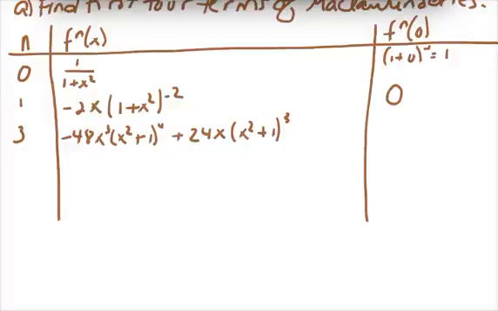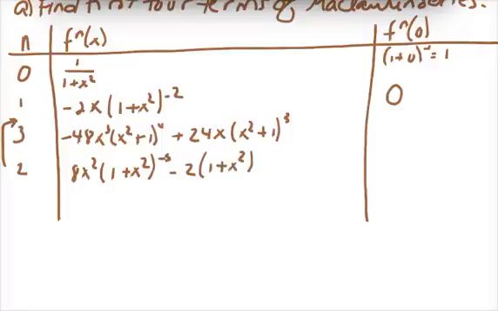I'm sorry, I skipped a second. That's not good. Hold on. Well, instead of rewriting it, let me just put the second here. Put a little arrow. That was the third order derivative. So the second order derivative is 8x squared. Second derivative, 1 plus x squared to the minus 3 minus 2, 1 plus x squared to the negative 2. Okay. Evaluate that at 0, and it comes out to negative 2.